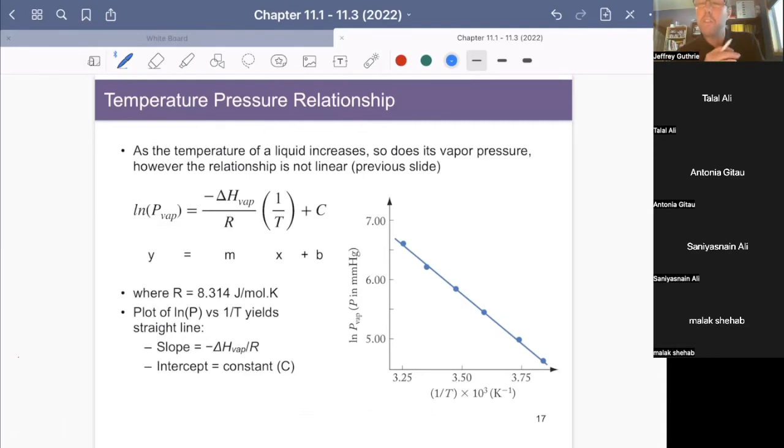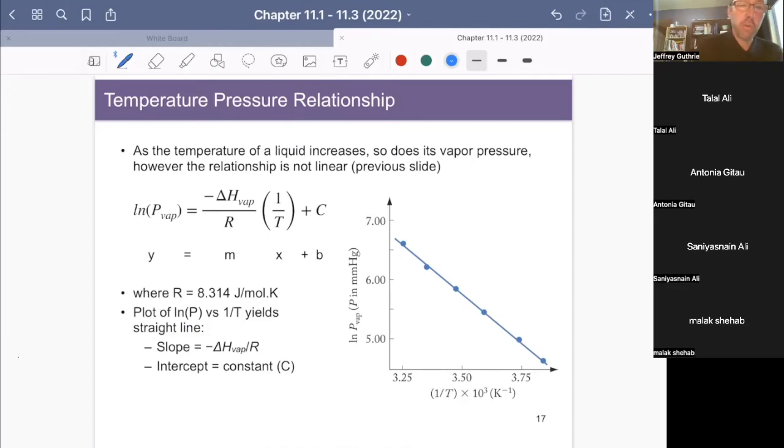So, question: more intermolecular forces means less vapor pressure? That's correct. Yeah, the stronger they are, the less vapor pressure there would be at a specific temperature. So if you had two compounds at, say, 100 degrees Celsius, the one that has the stronger intermolecular forces would have the lowest vapor pressure at that temperature.